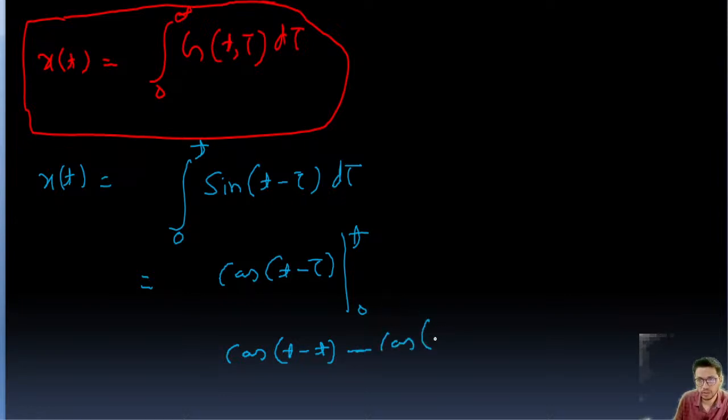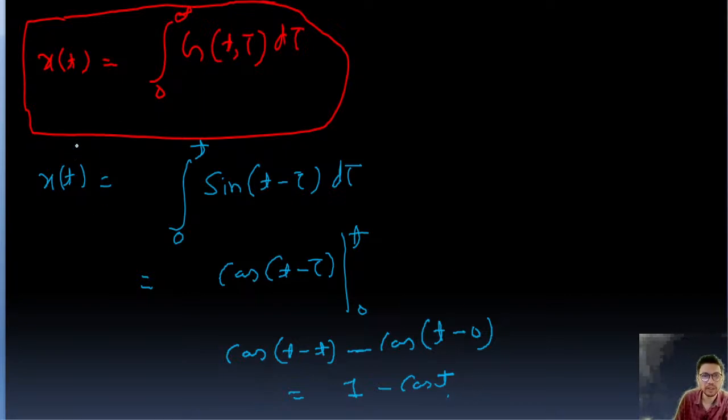So this is going to be t minus 0, because we'll put this, right? If you solve it, t minus t means cos 0, which is 1, minus cos(t minus 0), which is cos t. Okay, so guys, this is the answer. This is 1 minus cos t.